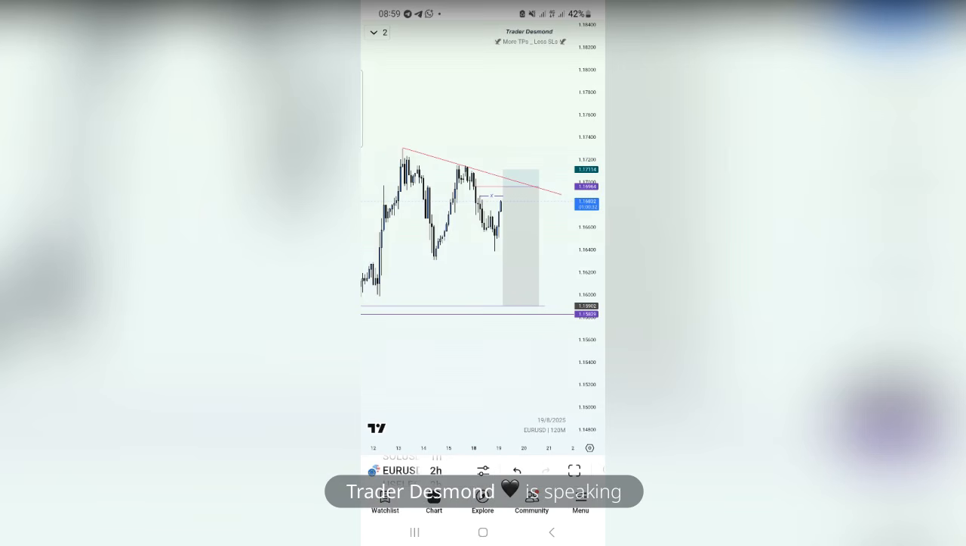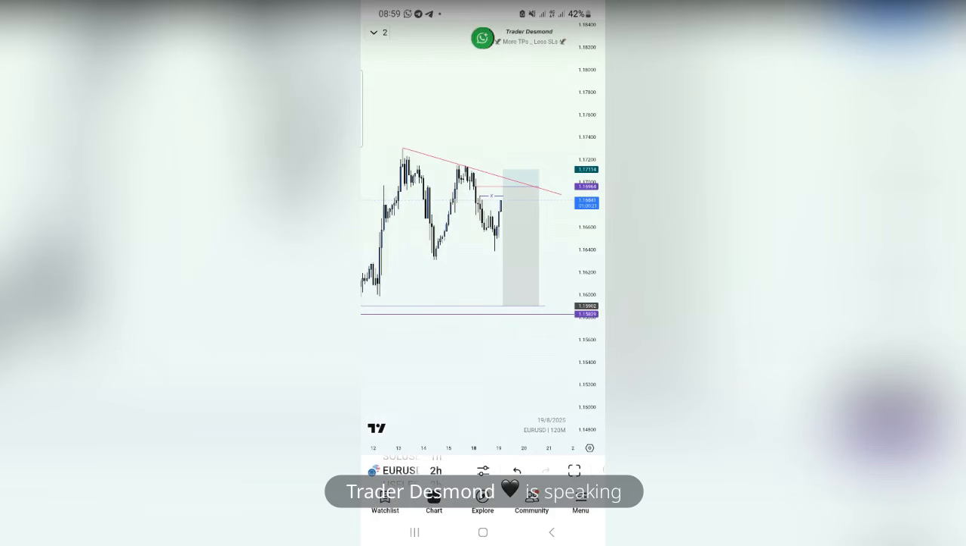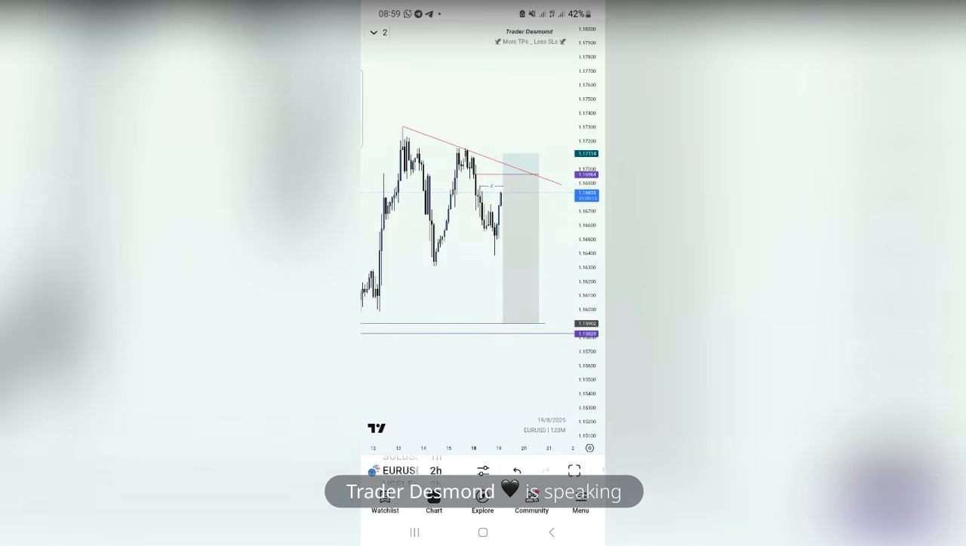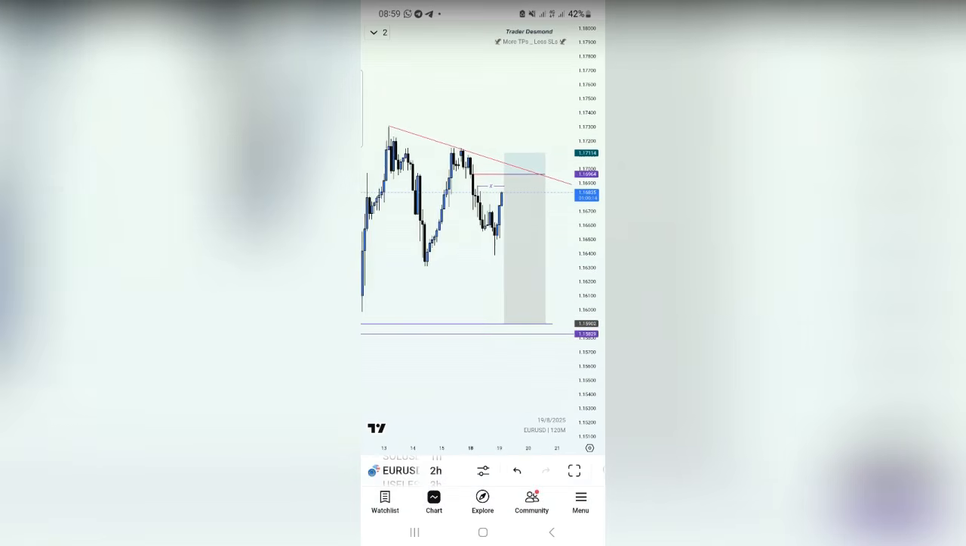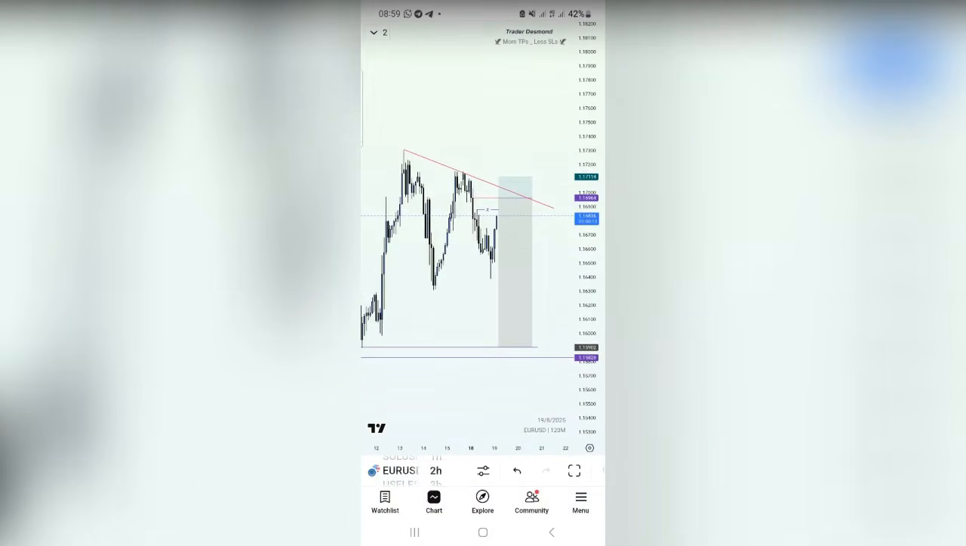So I will screenshot this now and also send it to the group. This is my entry, 1.15902. So I will save this now. This setup, I expect it to play out very well.